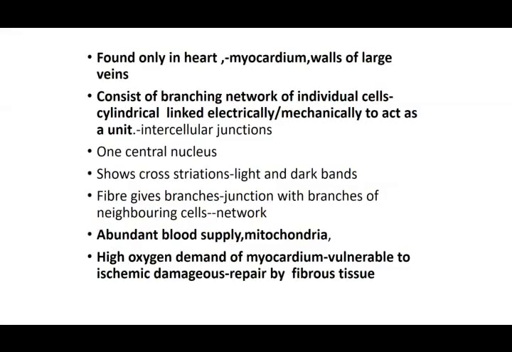The cardiac muscle is found in the heart and the blood vessels. It consists of an intrinsic network of branching cells, again with one nucleus in the center. But this cardiac muscle shows striations, light and dark bands, the way your skeletal muscle does, and it has abundant blood supply because it needs to work all the time. So it has plenty of mitochondria for providing the ATP.